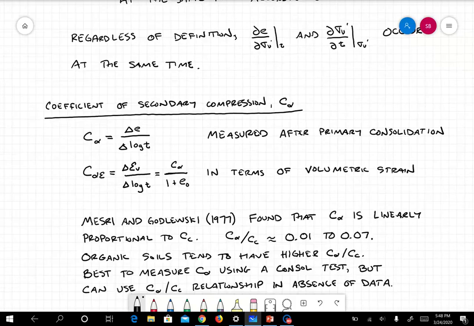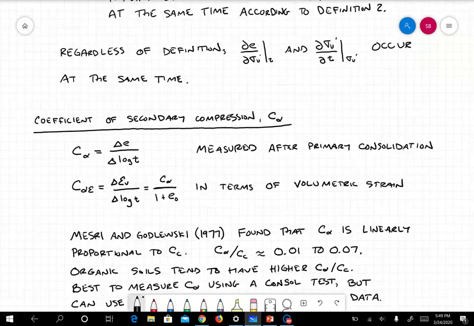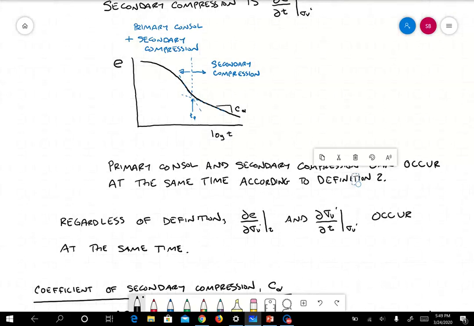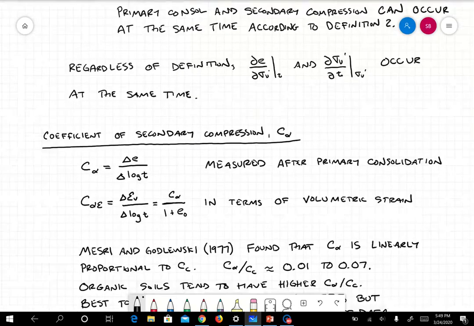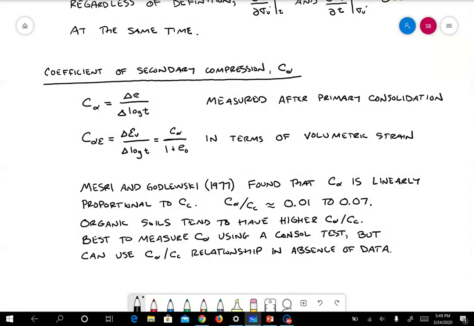All right, let's talk now about this coefficient of secondary compression, C alpha. In the figure up here, remember C alpha is the slope. It's dE over d log t. And usually we measure it in the part of the curve where there's no more primary consolidation, because we want to just measure the secondary compression part. We don't want to measure a mix of both. So here's the fundamental definition of C alpha, dE over d log t, measured after primary consolidation.